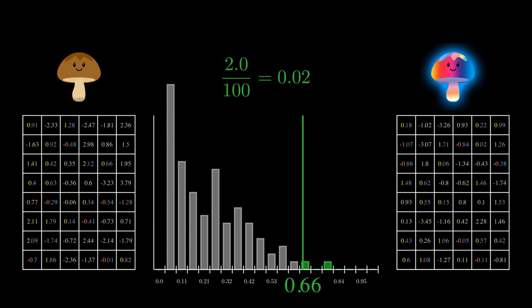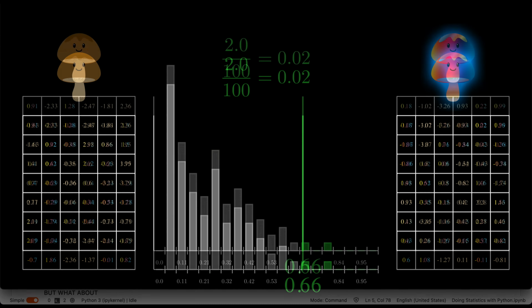So it tells us the chance of observing a mean difference of 0.66 or greater if the mushroom color didn't matter. And now because this chance, or this p-value, is so small, we can say that it's unlikely that the mushroom color does not have any effect. And so we can reject this null hypothesis, and we can say that probably there is a relation between the mushroom color and its psychedelic effect. So what we observed is probably a real effect and not just due to chance.